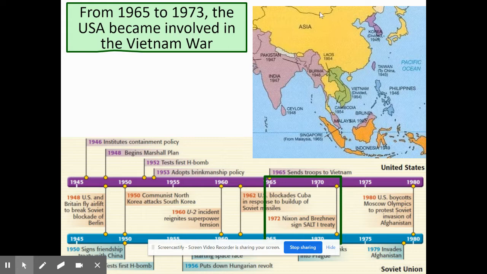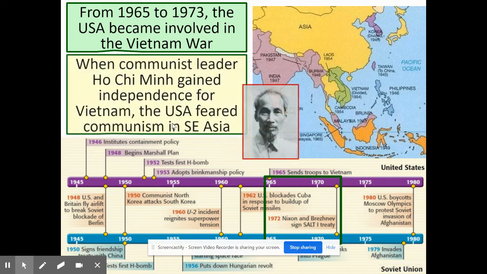So the Soviet Union is up here. Here's China. And here's North Korea, South Korea. So we were afraid because Vietnam touches China that it's going to fall to communism. It also touches Laos and Cambodia, which eventually did fall to communism.